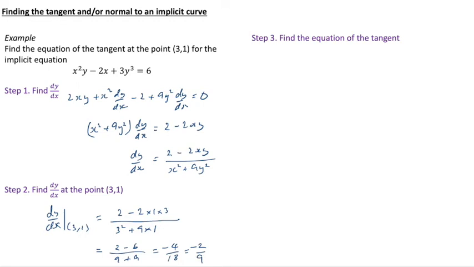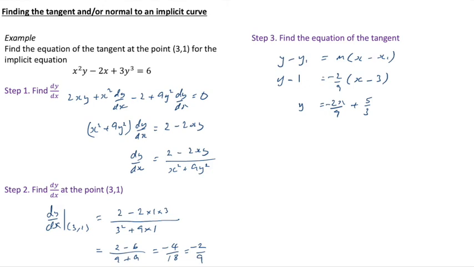Okay, step 3, find the equation of the tangent. So we're going to use the easiest way of doing this. We know a point on the line of the tangent, which is the point 3, 1. We know the gradient of the tangent, which is our m in this y minus y1 equals m times x minus x1 form, and so we can just plonk them in. So y minus y1 is going to be y minus 1. m is replaced by our minus 2 over 9 that we've just calculated, and then in the bracket we have x minus 3, which is the x coordinate of the point we're dealing with.